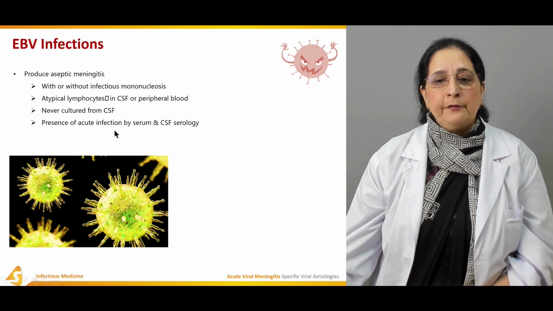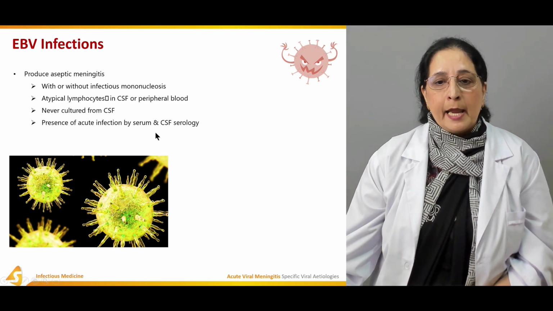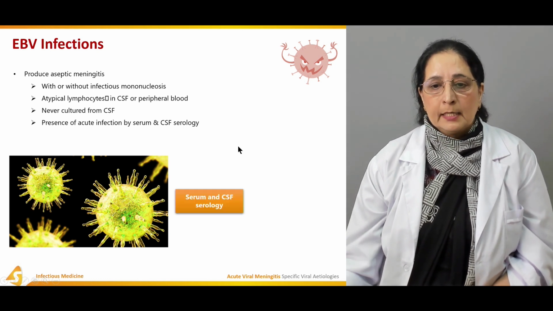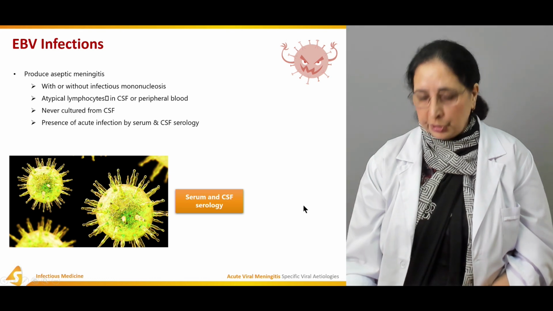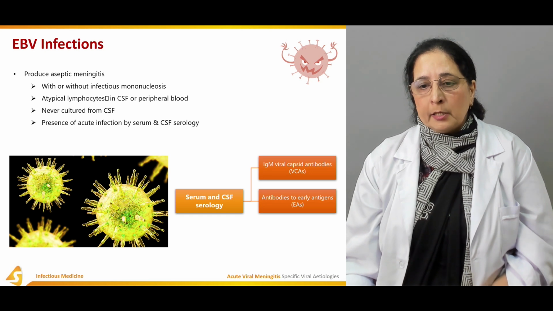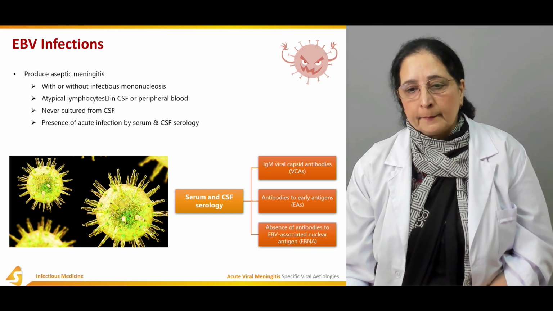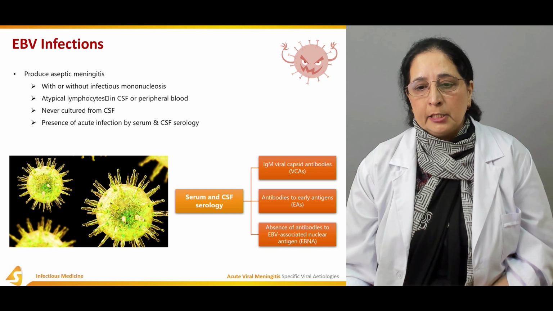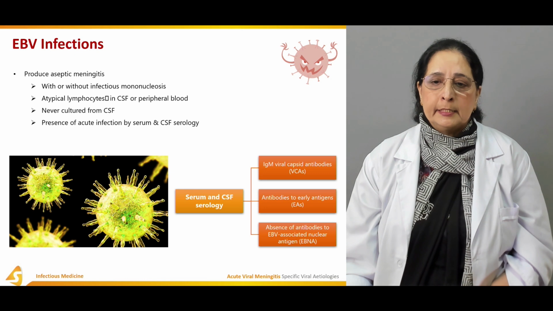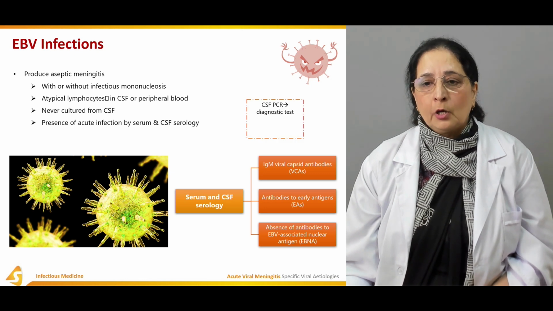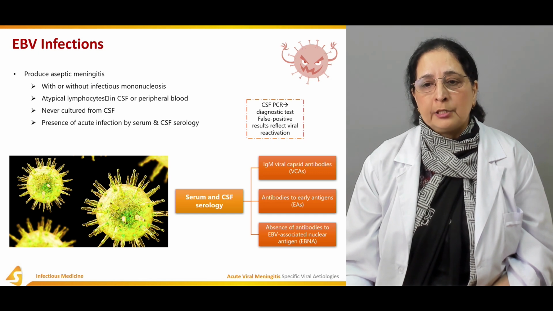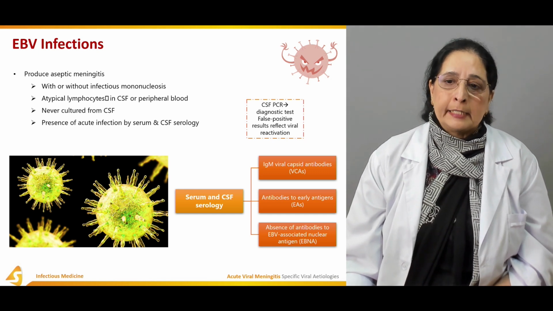Presence of acute infection is shown by serum and cerebrospinal fluid serology. Serum and CSF serology shows IgM antibodies to early antigens and absence of antibodies to Epstein-Barr virus associated nuclear antigen. Polymerase chain reaction false positive results reflect viral reactivation.